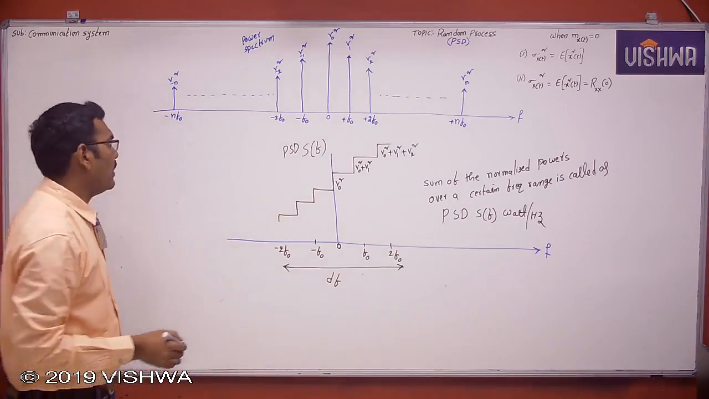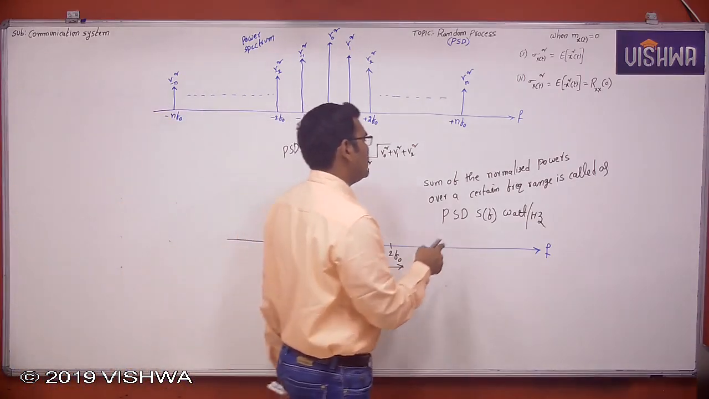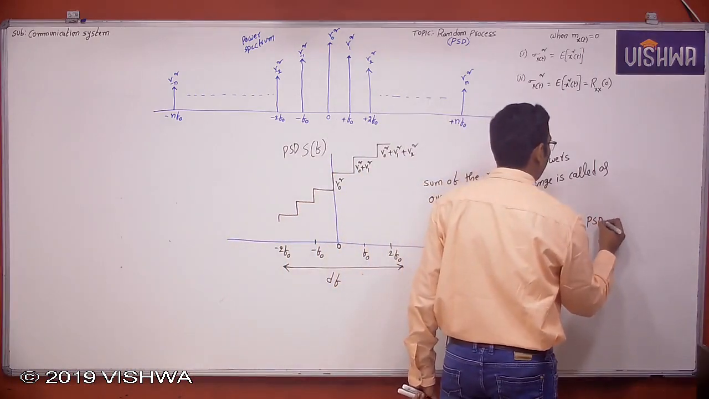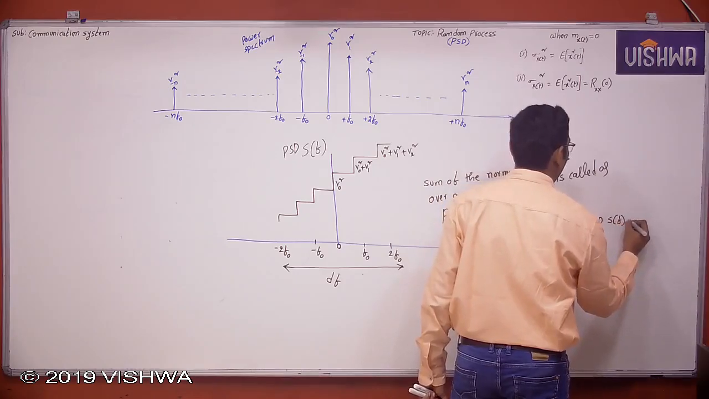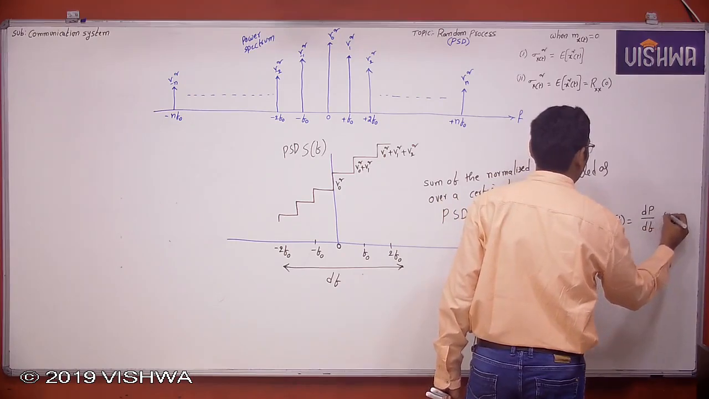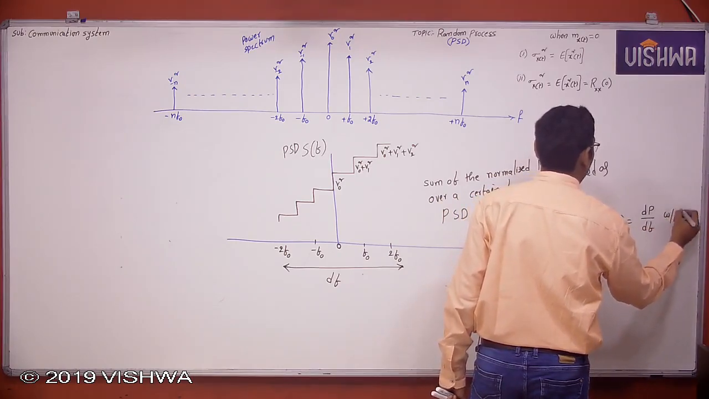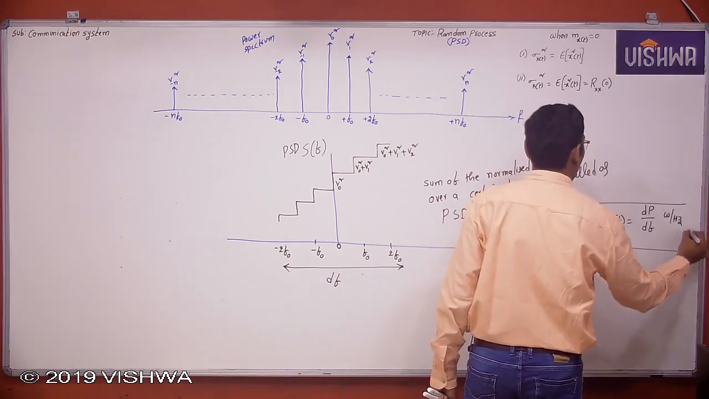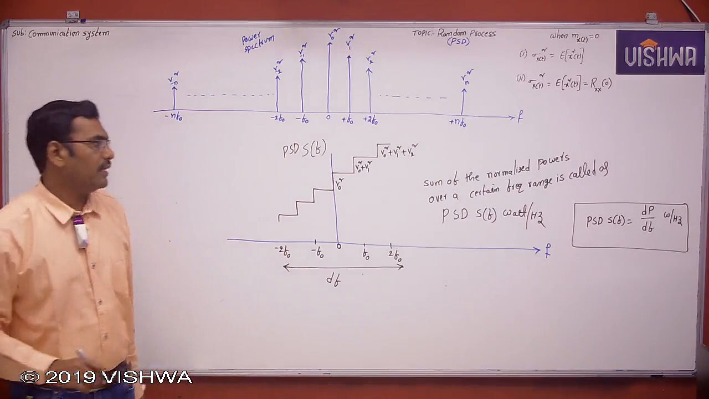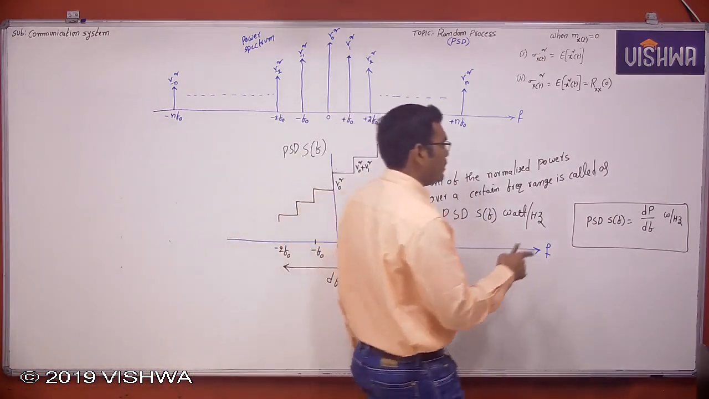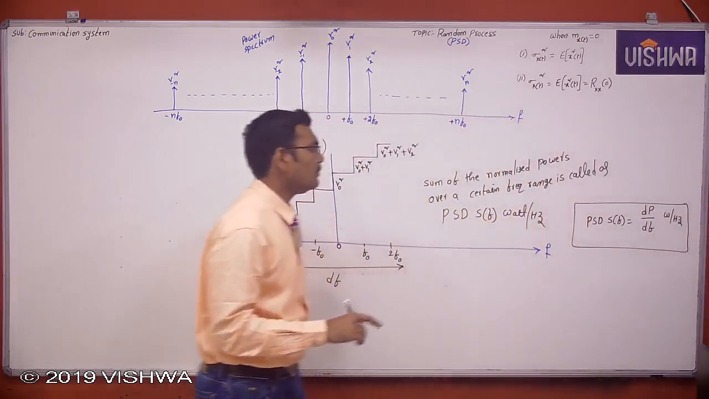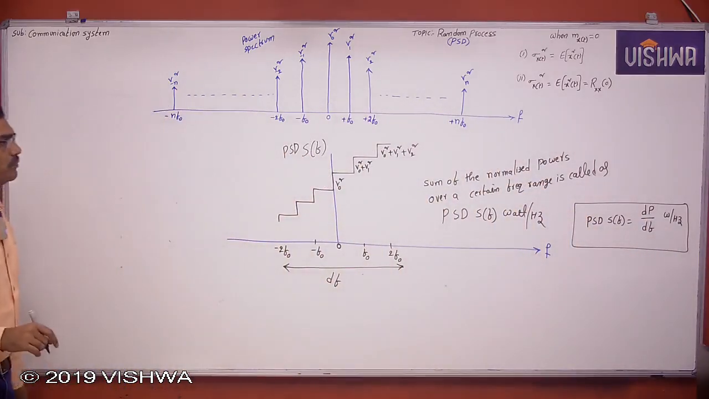Sum of the normalized powers over a certain frequency range is called power spectral density. Now see here, the power spectral density S of f is equal to the sum of the normalized powers over a frequency range. This is watts per hertz. Note down.